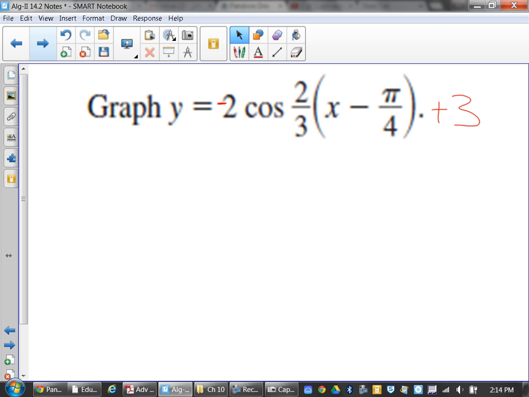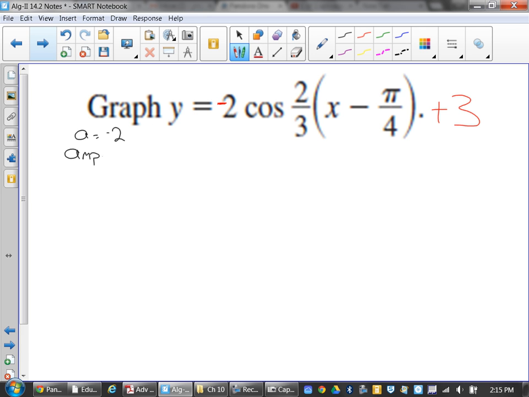A, B, H, K. What's your A value? Your A value is negative 2. So that means your amplitude is what? 2. Good. Remember, your amplitude is always the absolute value. Your B value is 2/3. So that means my period is going to be 2 pi divided by 2/3, which is 3 pi. Very good.